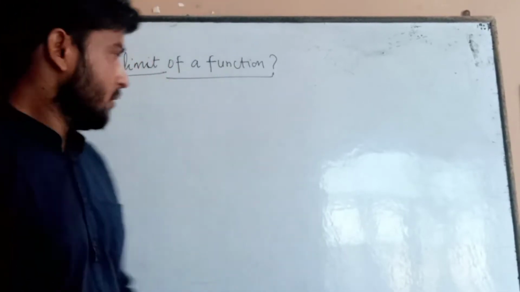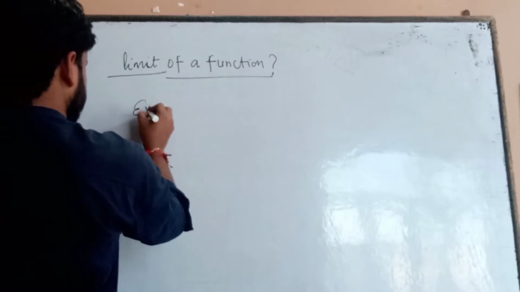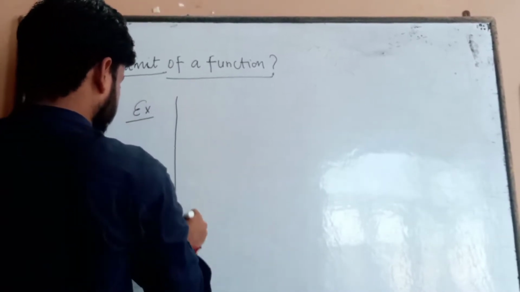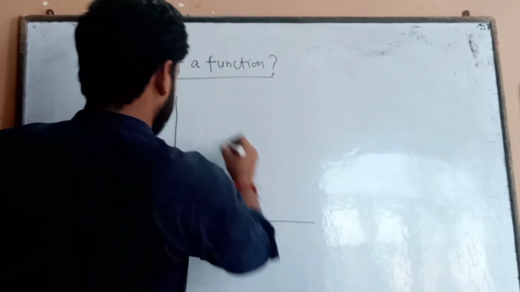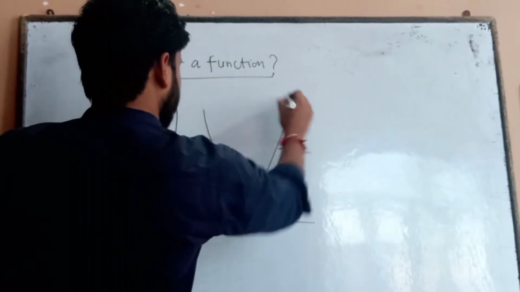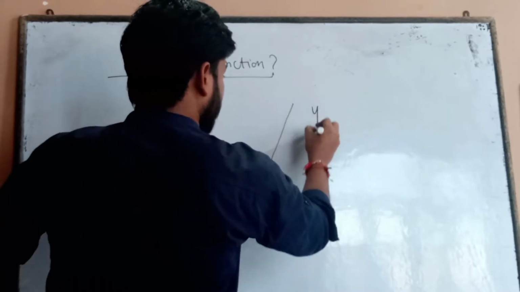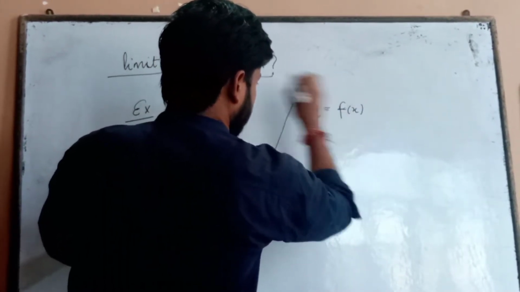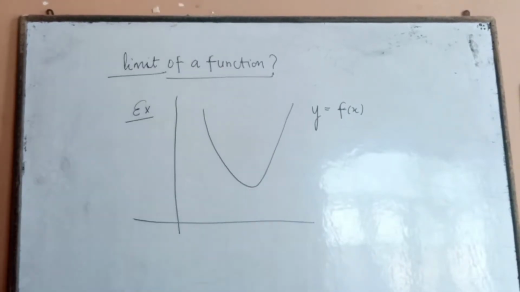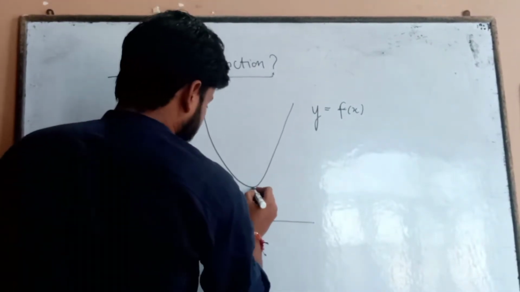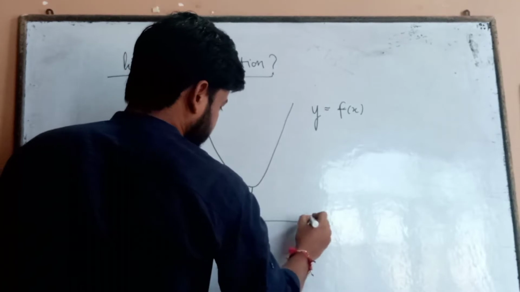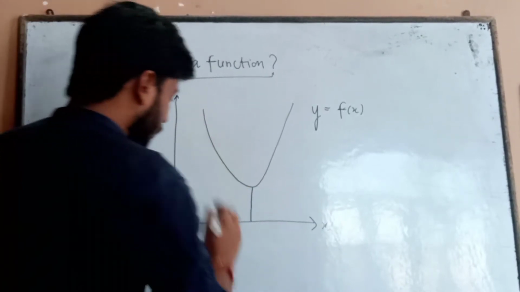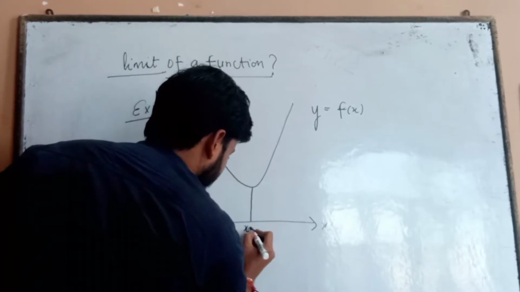For example, let us take a graph. Suppose this is y equal to f of x, any given graph. Okay. We have to know the behavior of a function. This is the x-axis and this is the y-axis. We have to know the behavior of the graph at x equal to a.